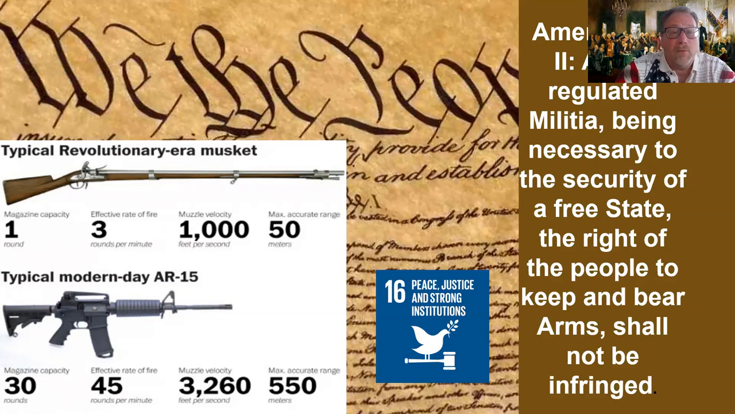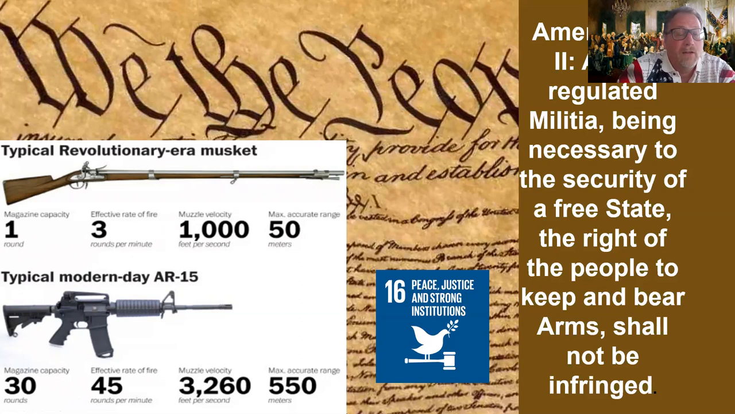If we go back and look just at the historical evidence before we talk about the wording, a typical revolutionary era musket had a one round capacity, meaning you could shoot one bullet. If you were really good, you could shoot three times a minute. The muzzle velocity is about 1,000 feet per second, but the average accuracy is 150 feet. That's it. So you can't do a mass shooting, because by the time you fire the first one, either someone can take you out, because most people owned a musket back then, or alternatively, you would have time to run away from the individual who can't run and load the weapon at the same time.